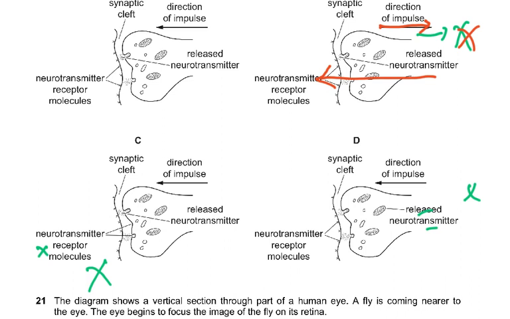Then this is wrong because it says release neurotransmitter. No, that's the mitochondria. This is not the release neurotransmitter. So that is why this is wrong. And why is this wrong? Because here it says neurotransmitter receptor molecules. The receptor molecules are here on the postsynaptic membrane.